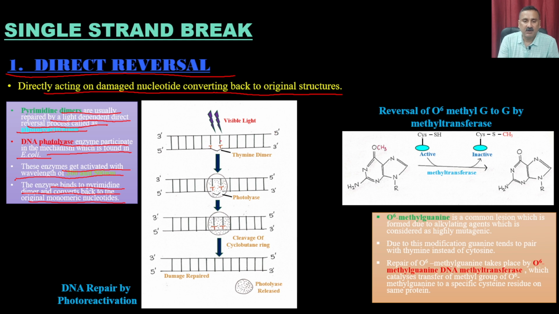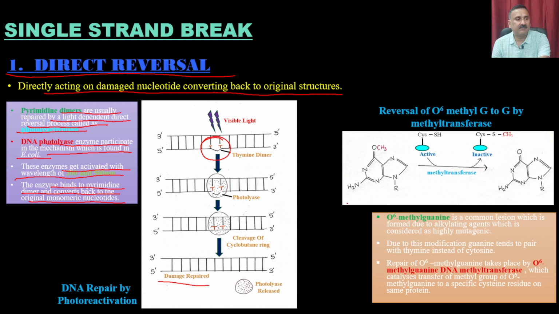This is what exactly happens when thymine dimers are formed and you expose this DNA to visible light. It undergoes photolysis of these strands, where the nucleotide dimer has been formed, and then with the help of the enzyme called DNA photolyase, it is going to remove these dimers and form the normal DNA. So, these are reversed, and that's how the DNA is recovered.